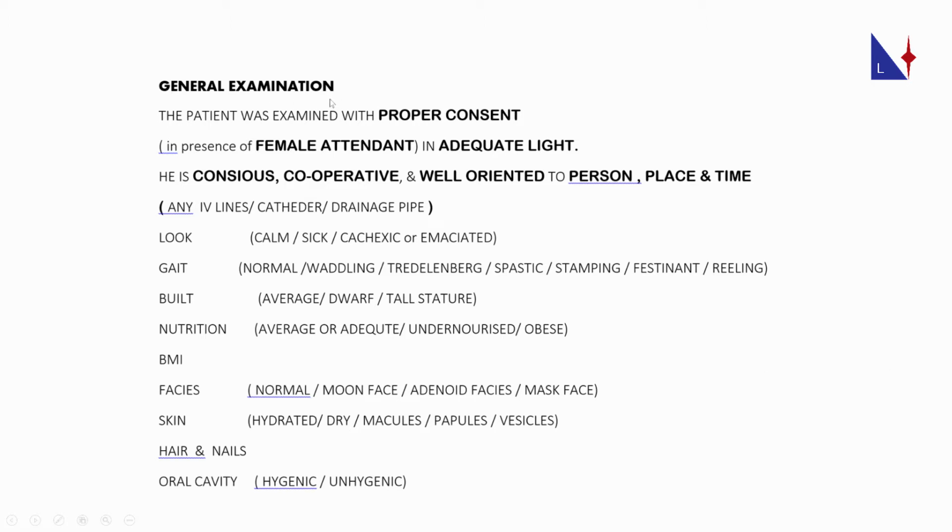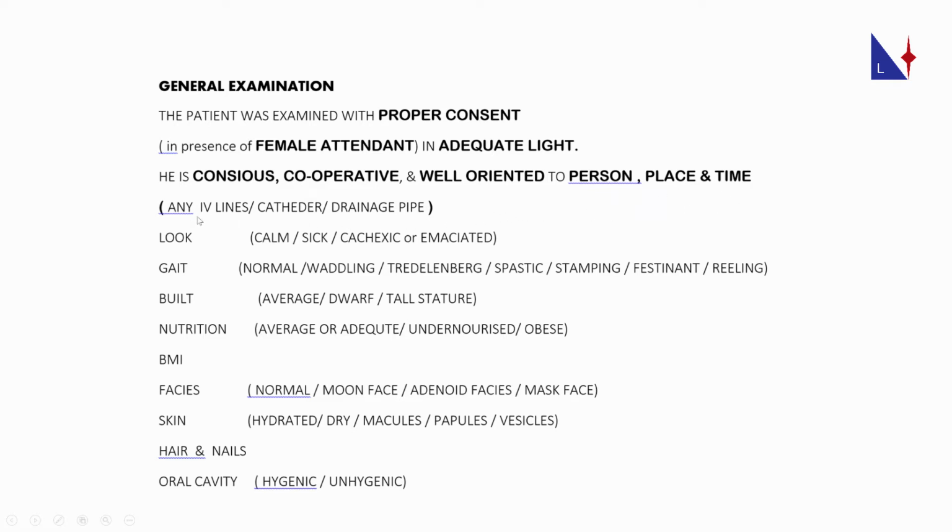So let's start. Before starting the general examination, we need to take a proper consent, and in case of a female patient, we need to have a female attendant with us, and there should be adequate light. Then we assess the level of consciousness. Are they cooperative? Are they well oriented to person, place and time? Normally they are conscious, cooperative and well oriented to person, place and time. So we can remember this normal situation and say it in a single sentence: the patient was examined with a proper consent in presence of a female attendant in adequate light. He is conscious, cooperative and well oriented to person, place and time.